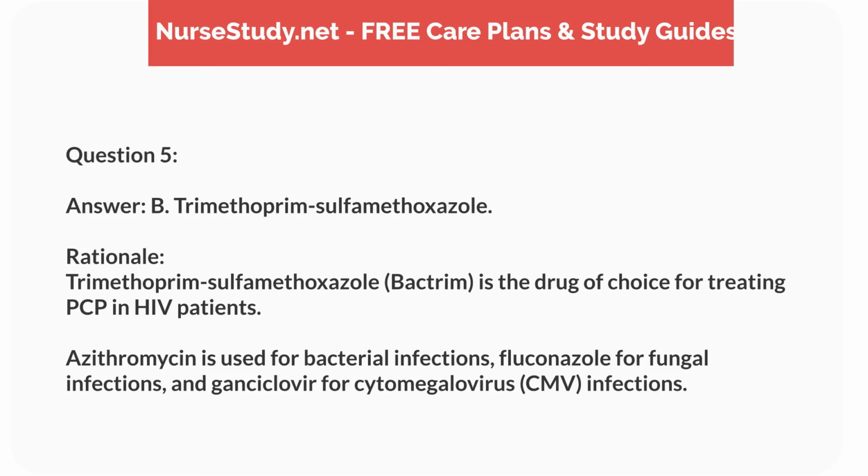Answer. B. Trimethoprim sulfamethoxazole. Rationale. Trimethoprim sulfamethoxazole, Bactrim, is the drug of choice for treating PCP in HIV patients. Azithromycin is used for bacterial infections, fluconazole for fungal infections, and ganciclovir for cytomegalovirus, CMV, infections.